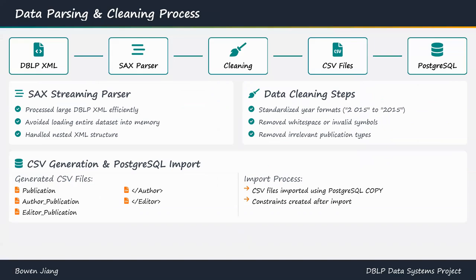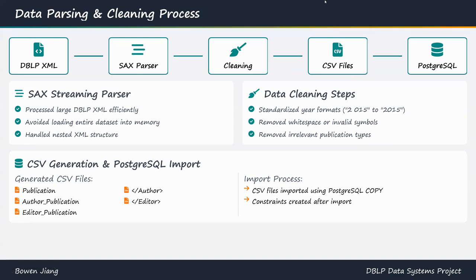Next, for data parsing and cleaning, we used a SAX streaming parser to process the extremely large DBLP XML file. This avoided loading the entire dataset into memory. Major cleaning steps included, first, standardizing corrupted year formats and removing whitespace or invalid symbols. Second, removing irrelevant publication tags such as PhD thesis, master thesis, and www. We then generated 5 CSV files for publication, author, author-publication, editor, and editor-publication. These were imported into PostgreSQL using COPY followed by constraint creation.